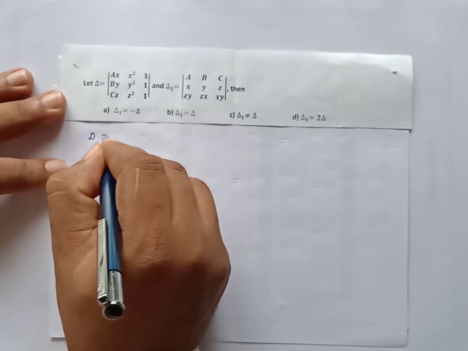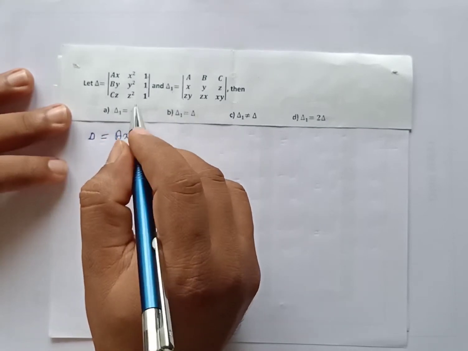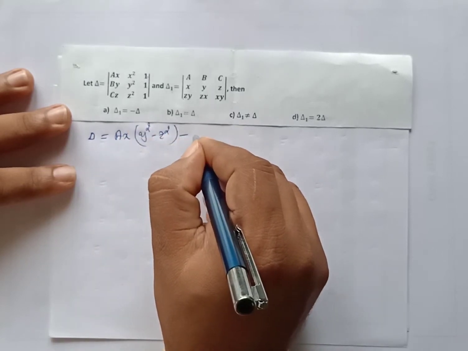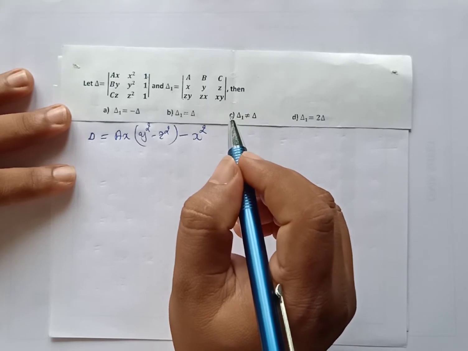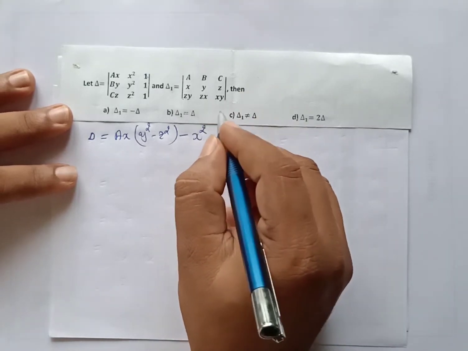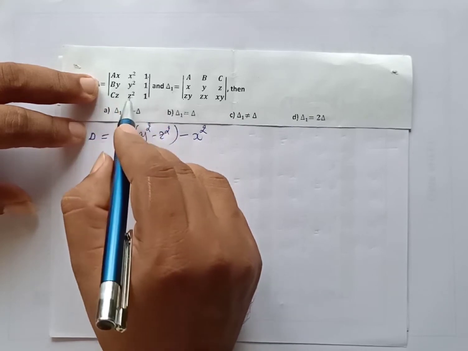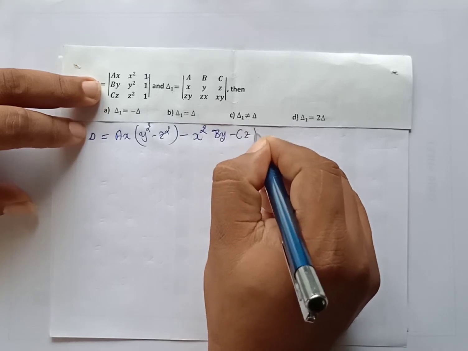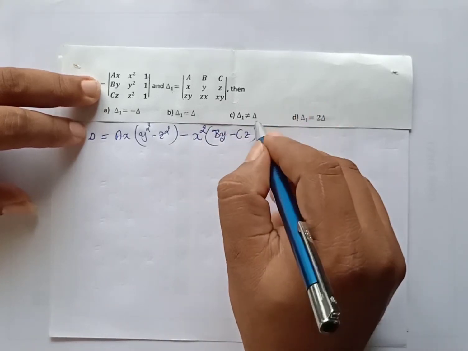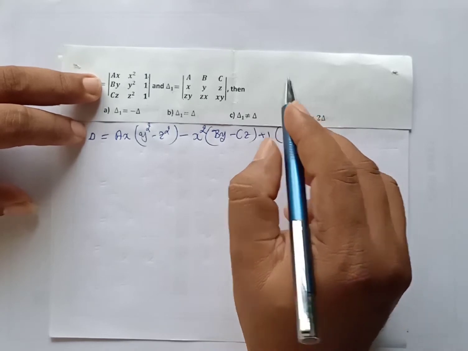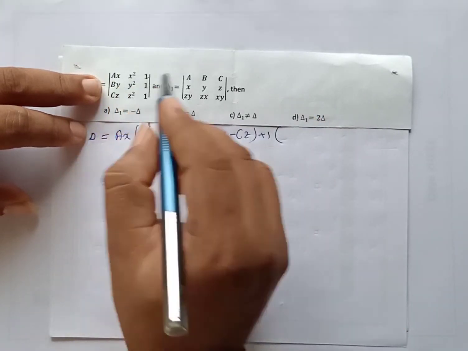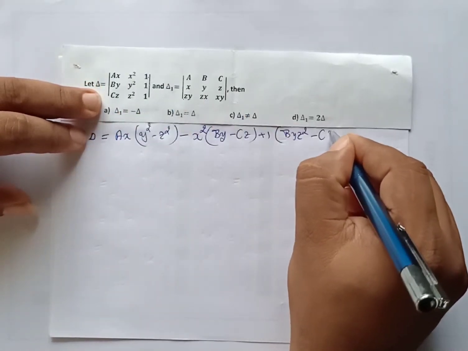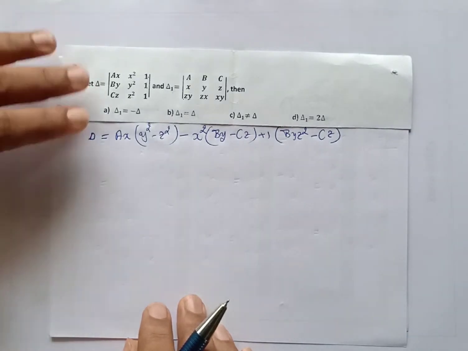Just observe delta. I am going to write ax into, delete first row first column, y square minus z square, minus x square into, delete first row second column, by minus cz, plus 1 into, delete first row third column, by z square minus cz. Okay, this is about delta.